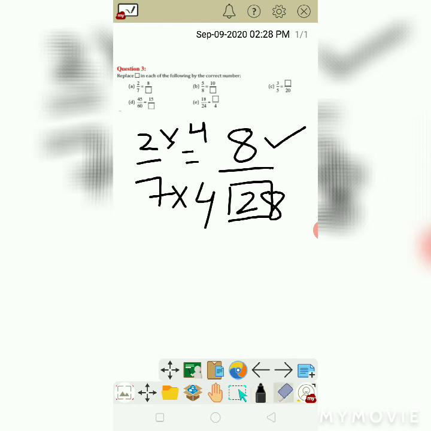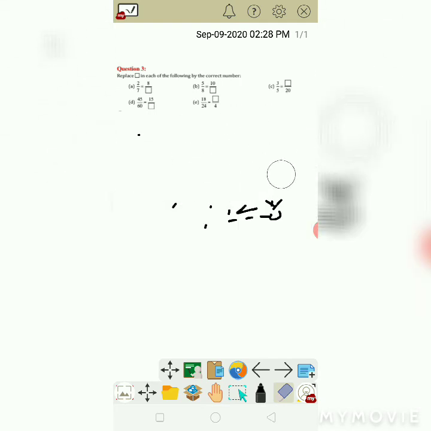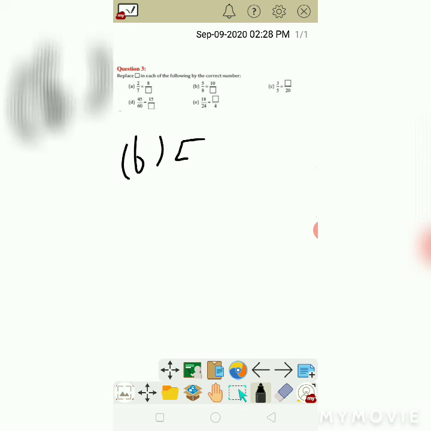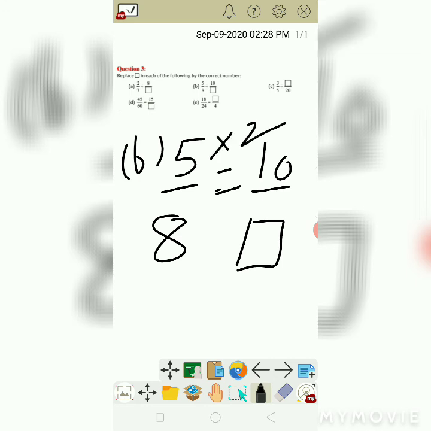Come to B part. B part is 5/8 is equals to 10 upon box. Now by which number we should multiply 5 so that we get 10? We'll multiply it with 2. So 5 2s are 10. Similarly we multiply 8 with 2 and we'll get 16 as the answer. So 10/16 is the answer.